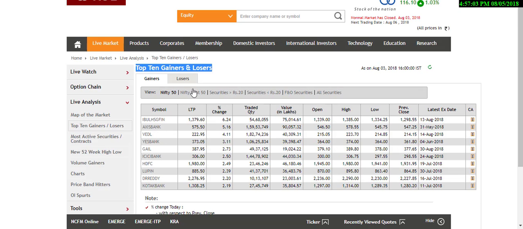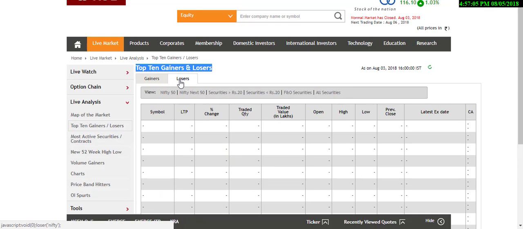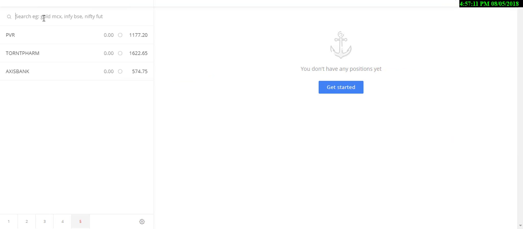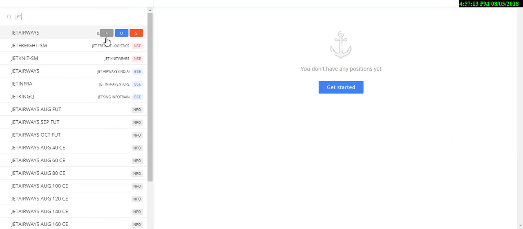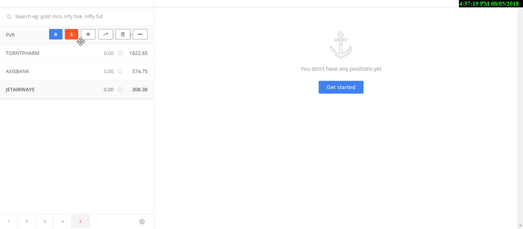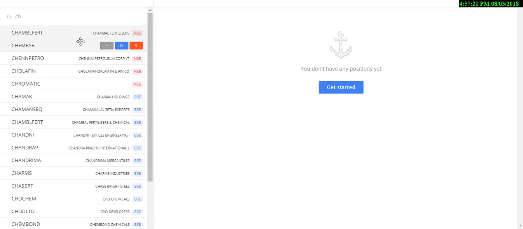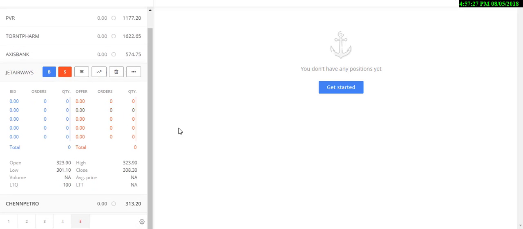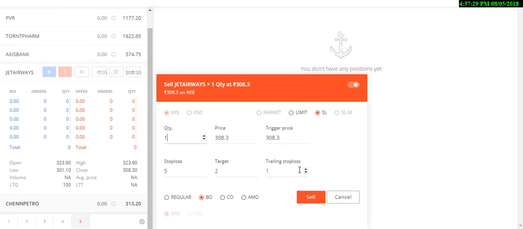So how to trade the losers even? FNO scripts, losers, FNO securities. So what we do is, it is like Jet Airways. What I do is, usually I've seen on Friday, I remember that Jet Airways was trading around 315 to 316 rupees at around 9:25 or 9:30, I think so.